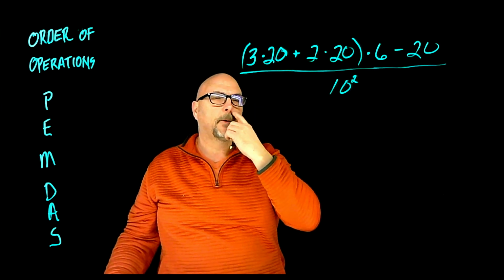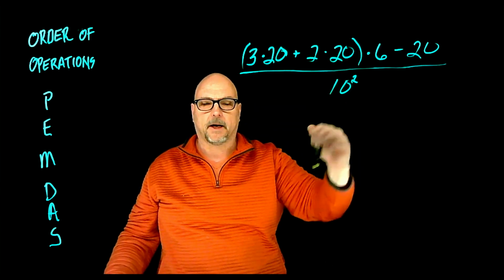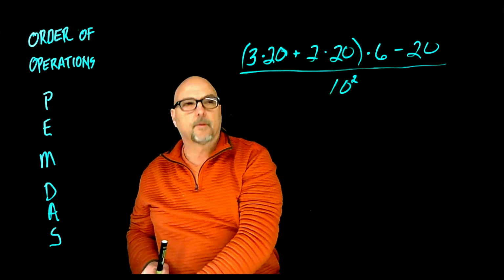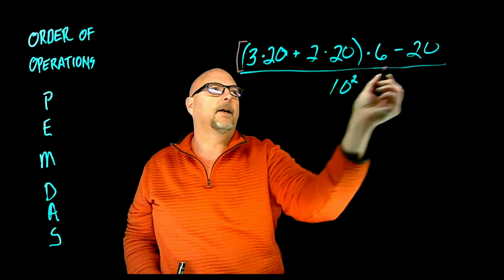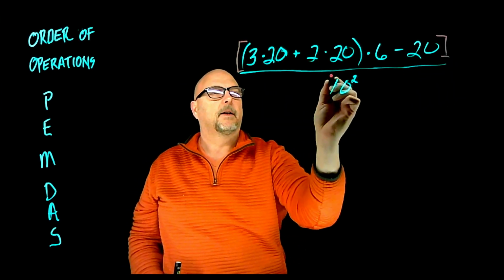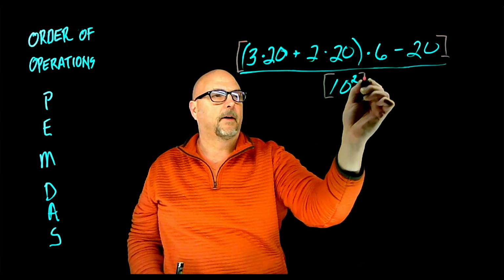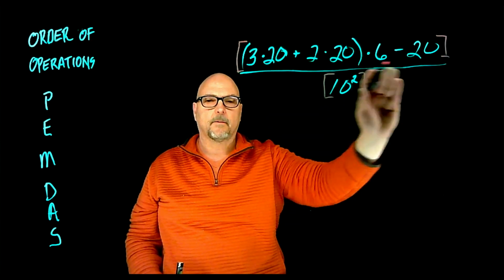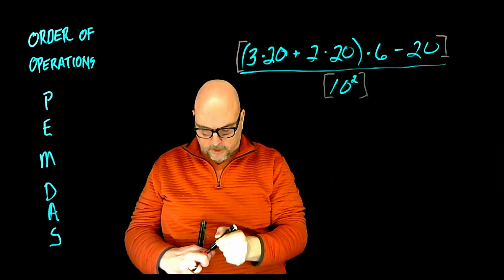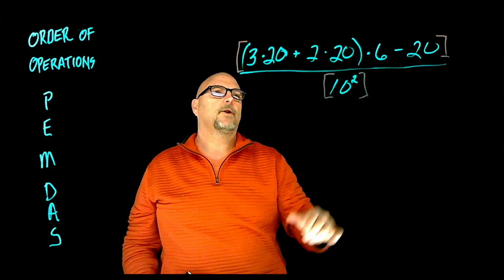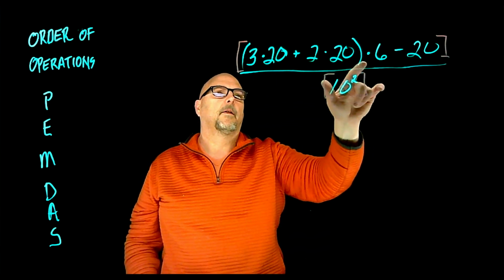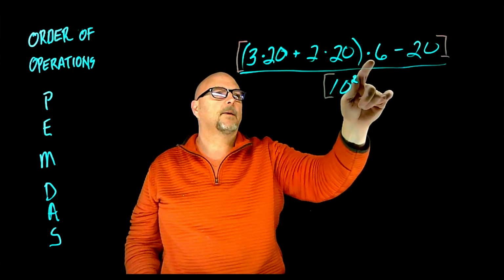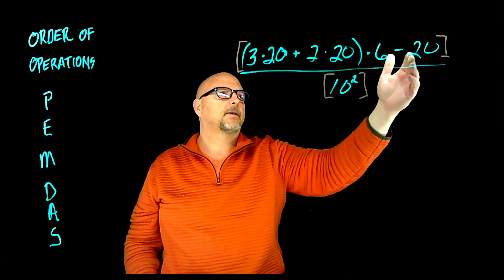Okay, so this example has a numerator and a denominator. And one thing to remember when you have numerator and denominator is these are not written in here, but the numerator and the denominator can be simplified separately, right? The division bar functions as a symbol of inclusion. So when I look at my numerator, I see that I have 3 times 20 plus 2 times 20. That whole thing, that sum, multiplied by 6 minus 20.